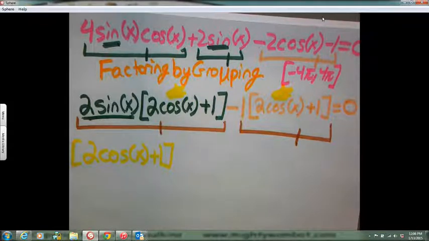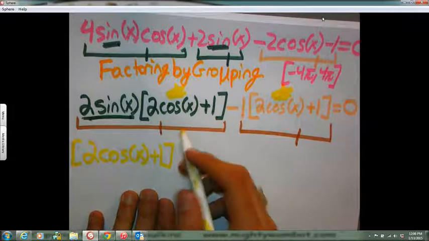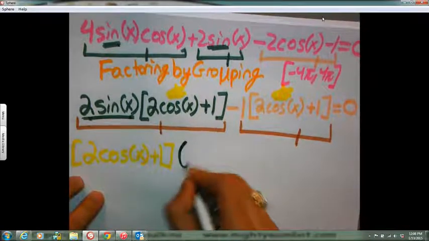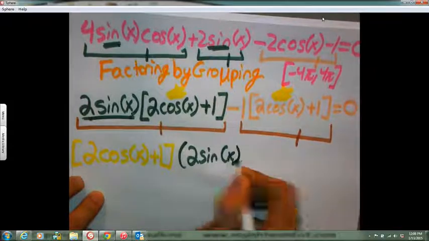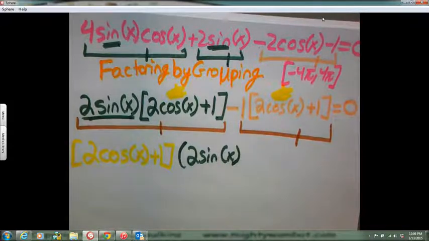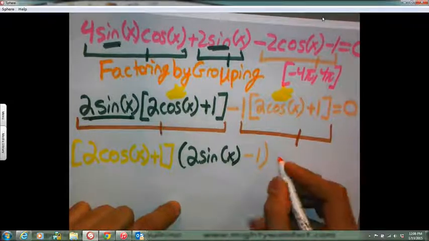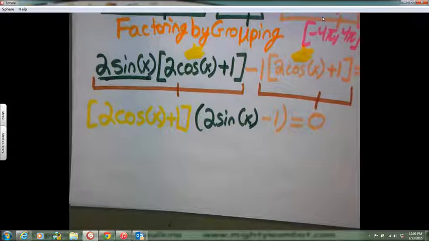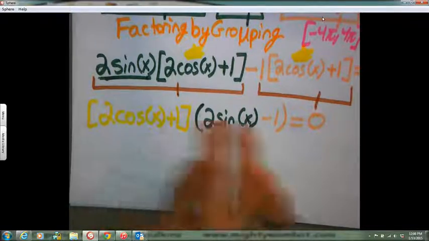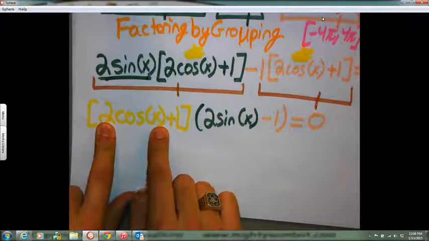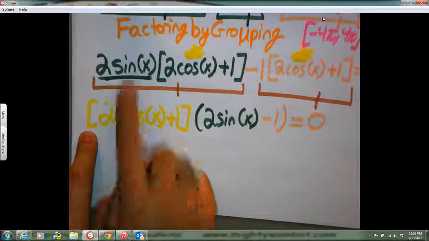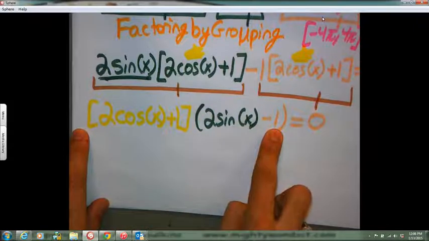Now, what is left here? Well, 2 sine x, and what is left here? Minus 1. Absolutely. So what has happened is, if I multiply this bracket times this, what do I get? I get this. Bracket times 2 sine x. If I multiply this bracket times negative 1, what do I get? The bracket times negative 1. This is a strategy of factoring by grouping.